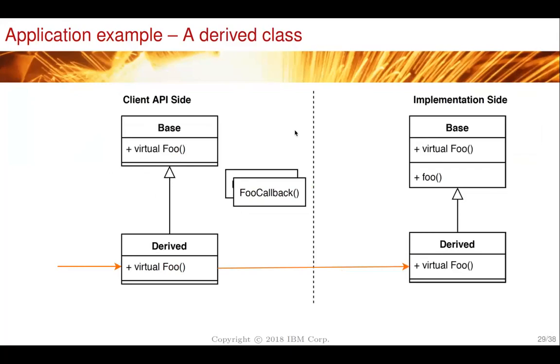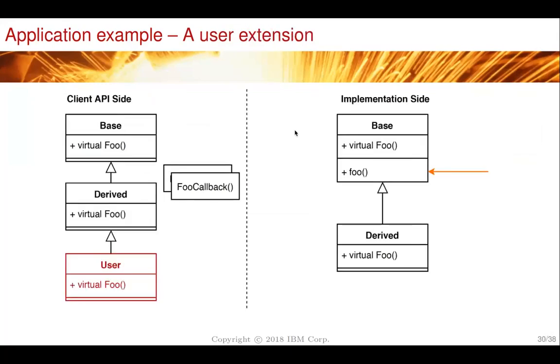Now we look at kind of the magic point that almost justifies why this complexity is warranted, which is what happens if the user chooses to override capital F foo. Notice that because this is a user override, the class only shows up on the client side, or the user's side, not on the implementation side, because this is a user extension. So the user overrides foo with their own implementation.